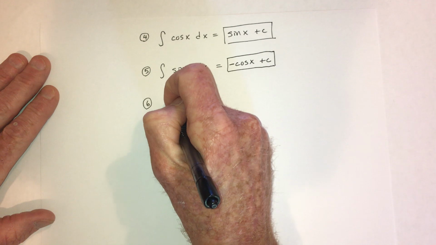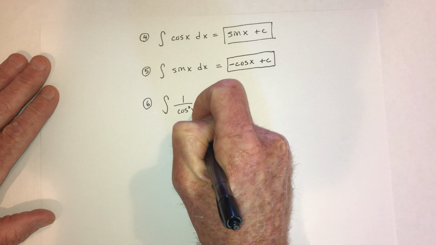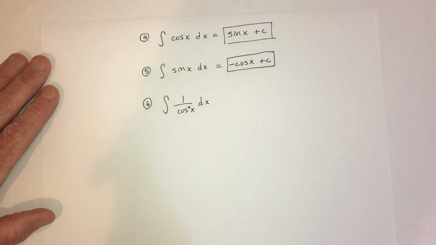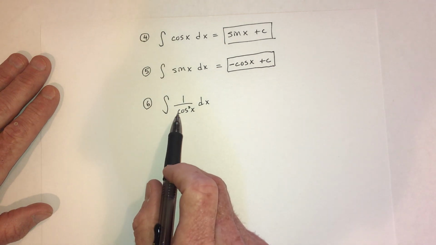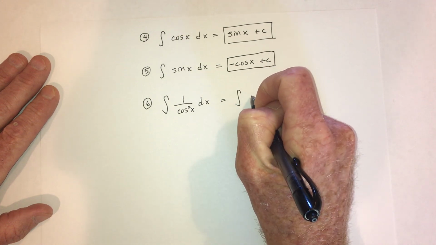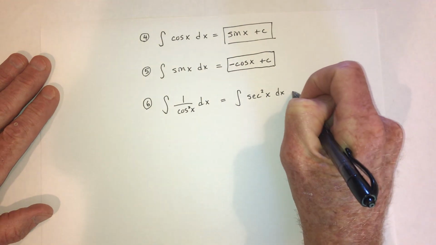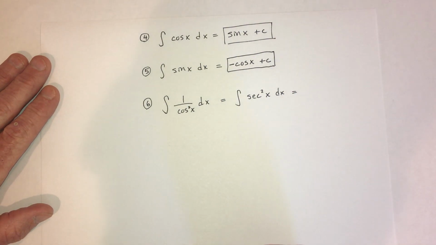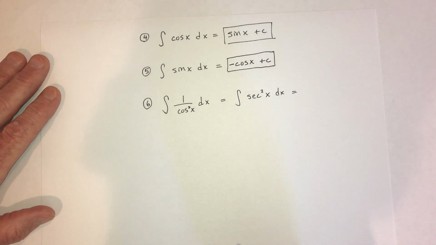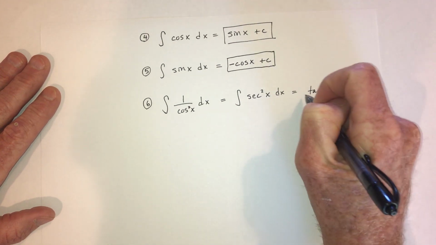Number 6. How about 1 over cosine squared? So that's one that y'all know. Maybe you don't know it in this form, but 1 over cosine is secant, so that means that 1 over cosine squared is secant squared. So what function is it you take the derivative of and its derivative is secant squared? You're right, tangent. The derivative of tangent is secant squared.